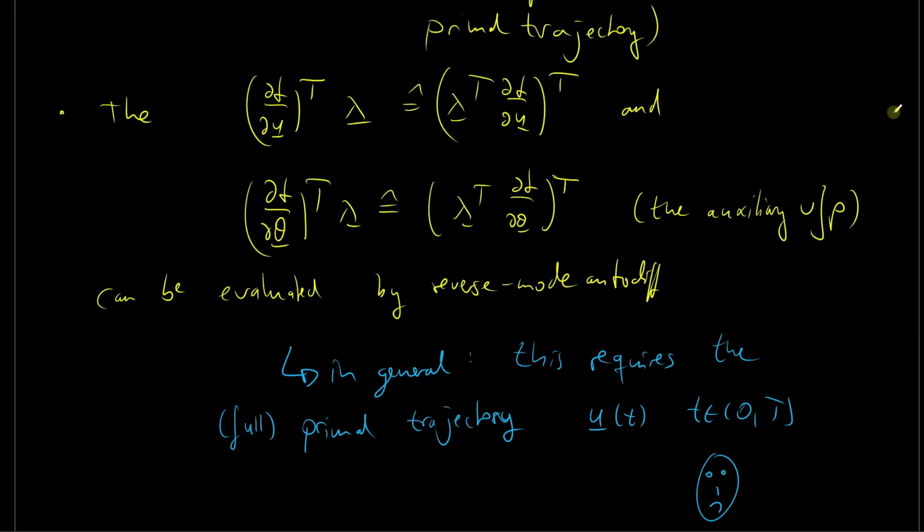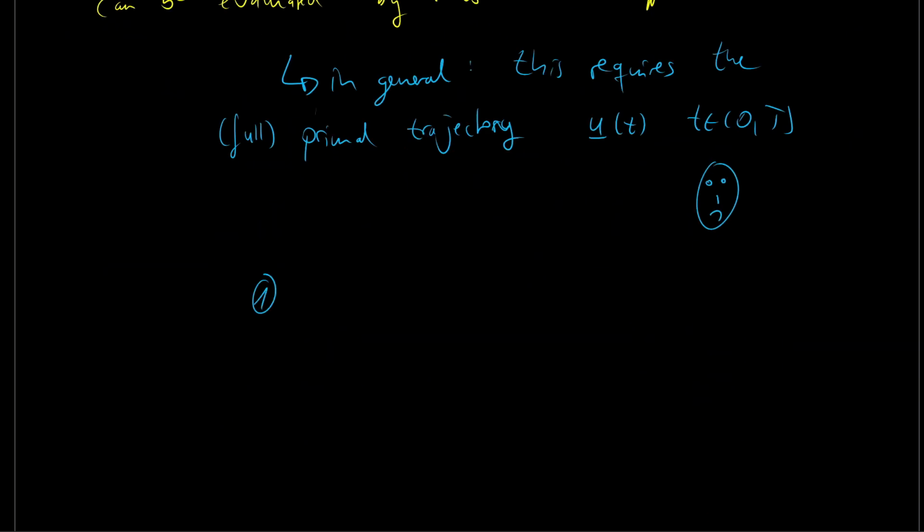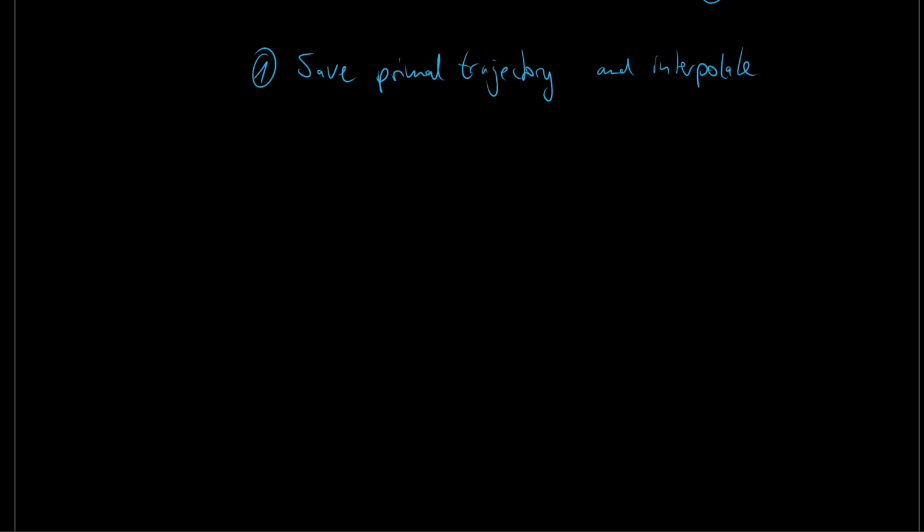And there are two major approaches to this. The first is in analogy to what you would do in classical neural networks. And the second one is an interesting trick, which was also shown in the neural ODE paper. Okay, approach number one is to save the primal trajectory and interpolate. So what do I mean by this? Let us look at a simple example.